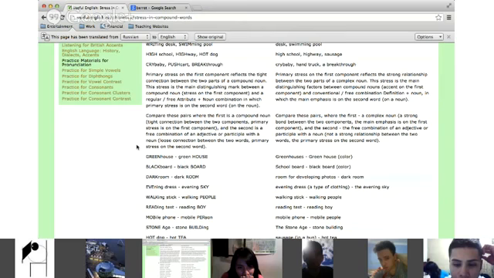Compare these pairs where the first is a compound noun, tight connection between the two components, primary stress is on the first component, and the second is a free combination of an adjective or participle with a noun, loose connection between the two words, primary stress on the second word.